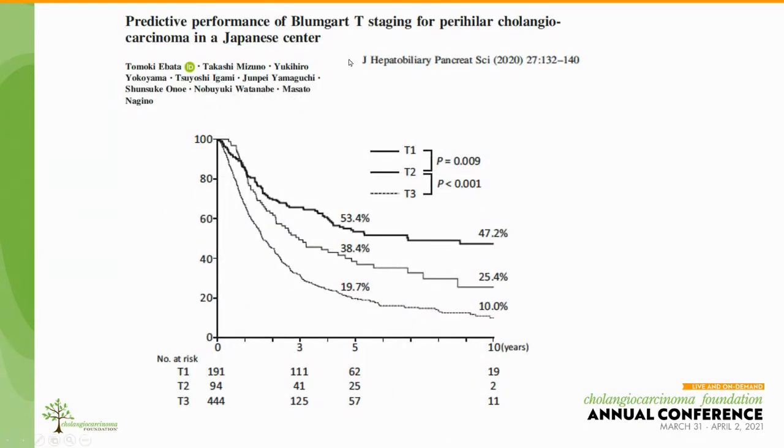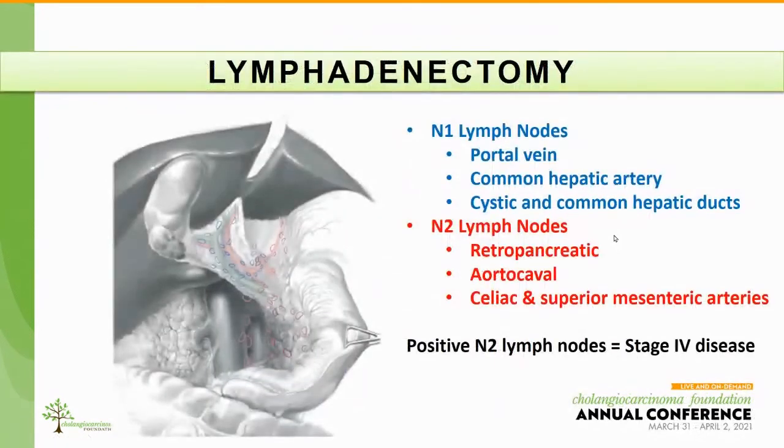If we then look at this staging system applied to other centers, this is a report from the Journal of Hepatobiliary and Pancreatic Sciences from 2020. So looking at a modern cohort from a Japanese group of patients. And you can see in a large study, over 500 patients stratified by Blumgart classification, you see the same patterns emerge. So this clinical staging system works very well to stratify patients in terms of outcome after resection.